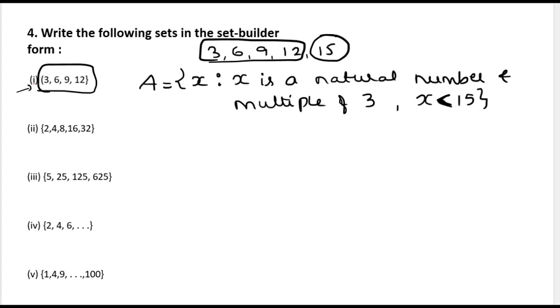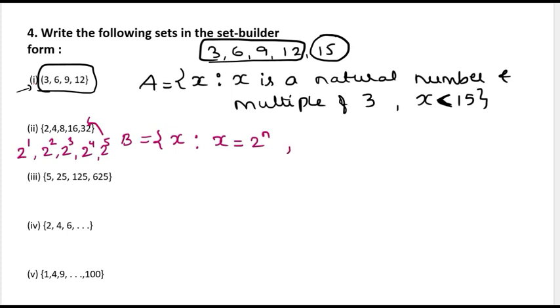Okay, coming to next question. So write B. B is equal to collection of all x. What is this x? x is equal to 2 to the power n. Can I write 2 to the power n? Because 2 to the power 1 is 2, 2 square is 4, 2 cube is 8, 2 to the power 4 is 16, 2 to the power 5 is 32. So we can write 2 to the power n.